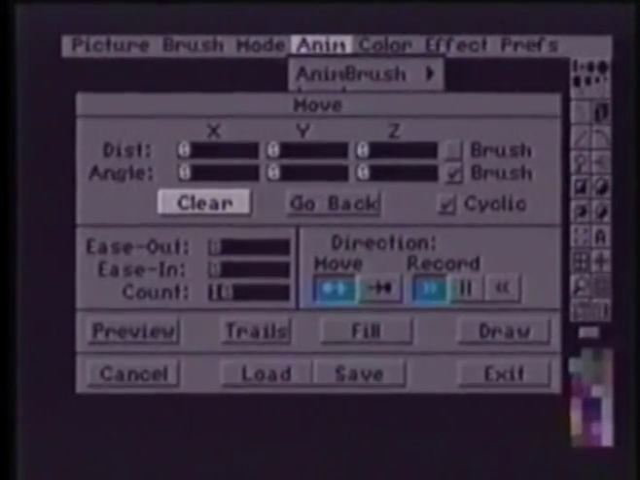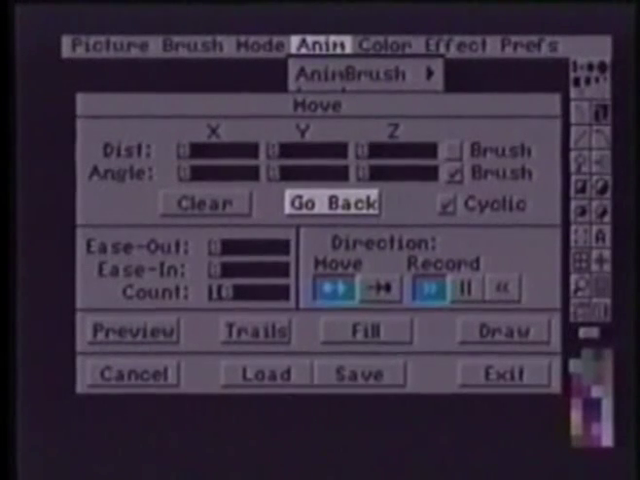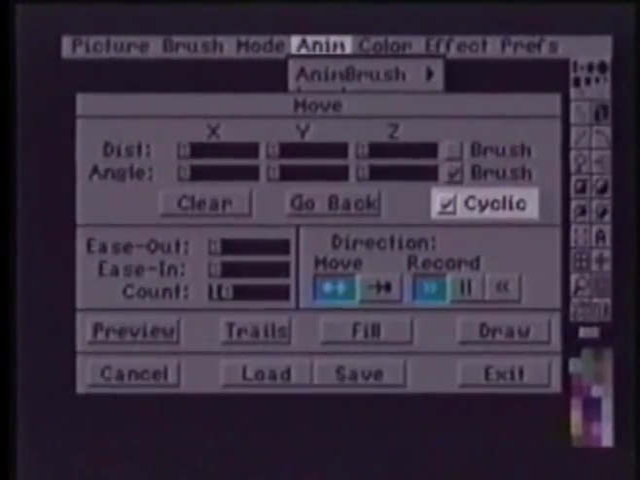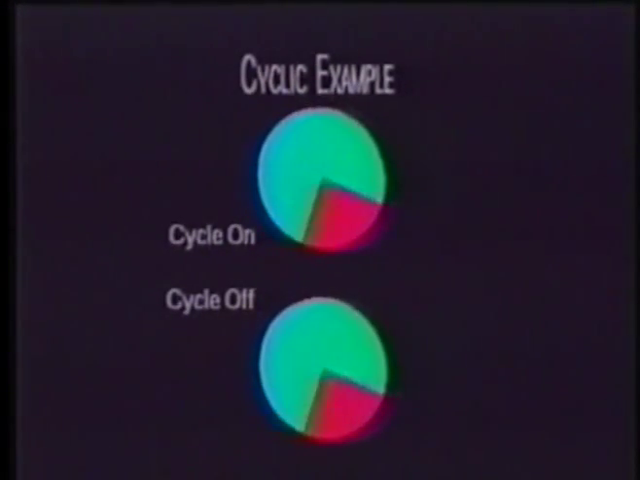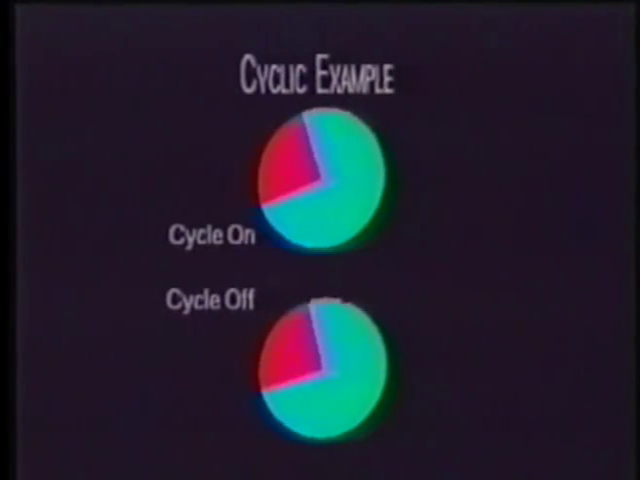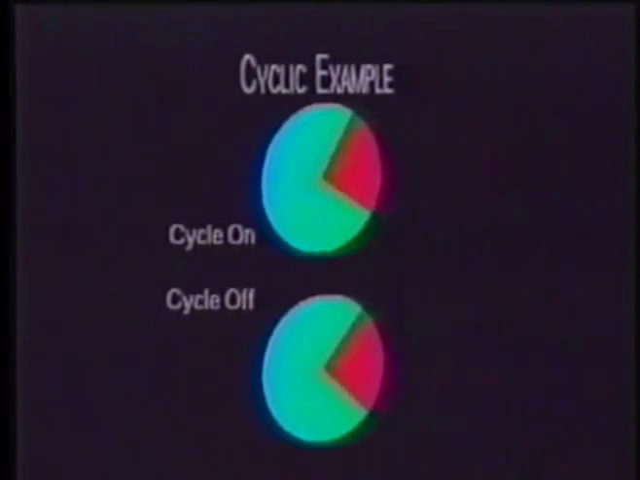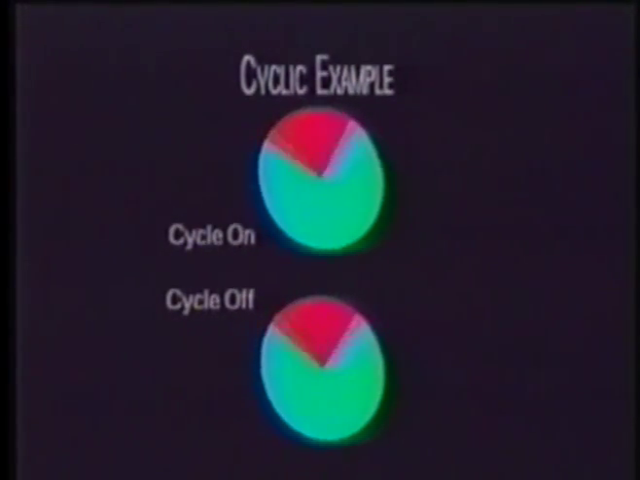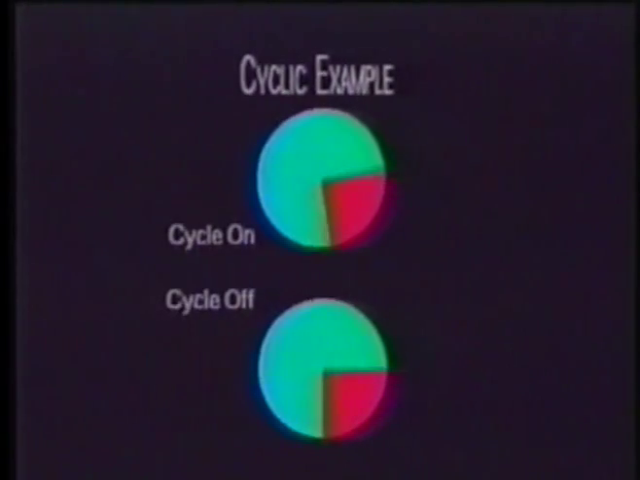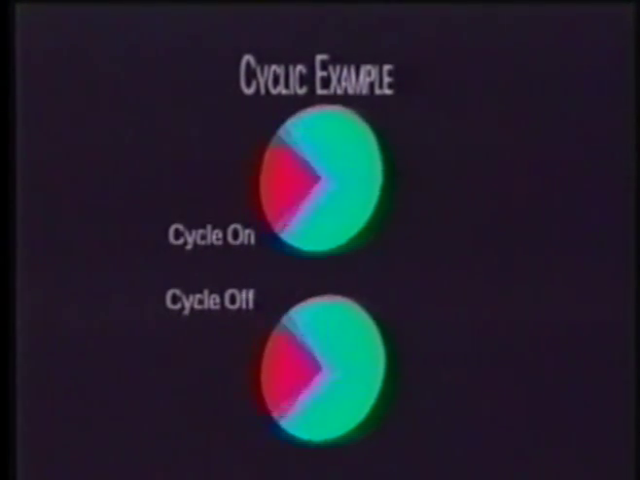Click Clear to zero out all the distance and angle values. Click Go Back to restore the brush's starting position for the next movement to the last place you manually clicked it down. Use the cyclic button to tell Deluxe Paint which of the two kinds of moves you want. For example, if Deluxe Paint stamps a brush 360 degrees with cycle on, the same image would be on the first and last frames. This would cause the animation to hiccup when played continuously. You can see that the rotation at the top of the screen, which was drawn with cycle off, is smooth.